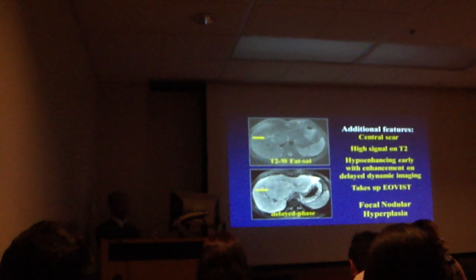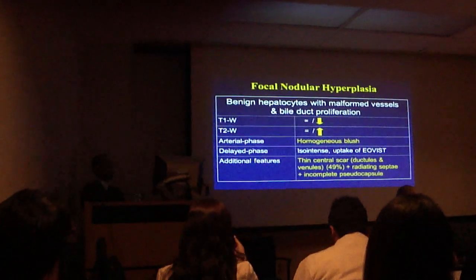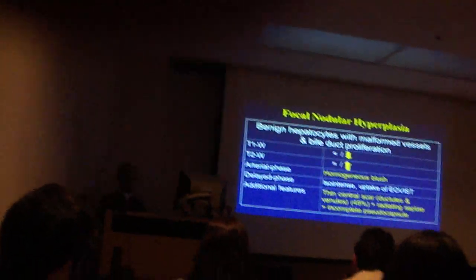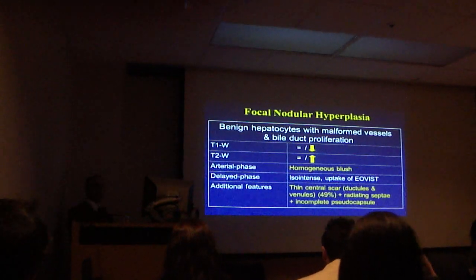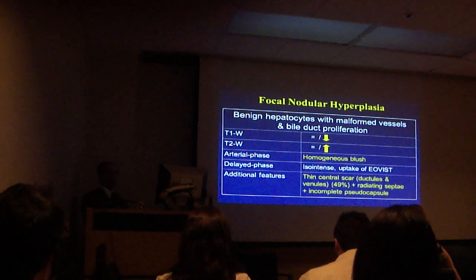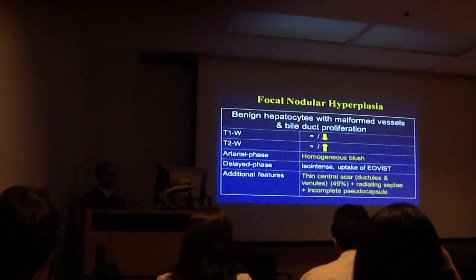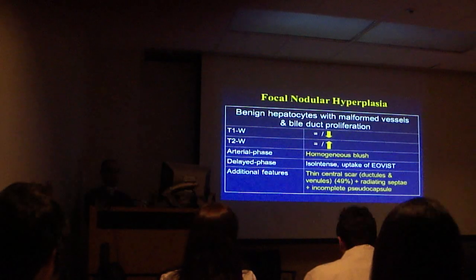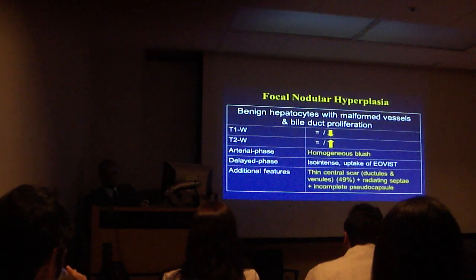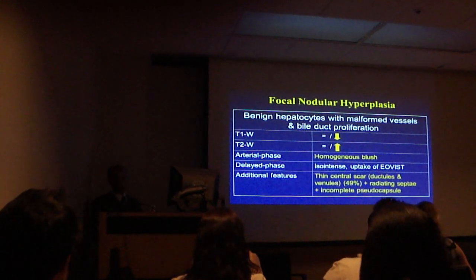Should we proceed? Okay, so focal nodular hyperplasia, it is a conglomeration of benign hepatocytes with malformed vessels and bile ducts within it. And that is why, because it has bile ducts, it takes up biliary agents. T1 weighted, as I said, can be iso-intense or hypo-intense. T2 weighted, it can be iso-intense or hyper-intense. But each book you consult, it will say iso, hypo, hypo. That will all confuse and clutter your brains.